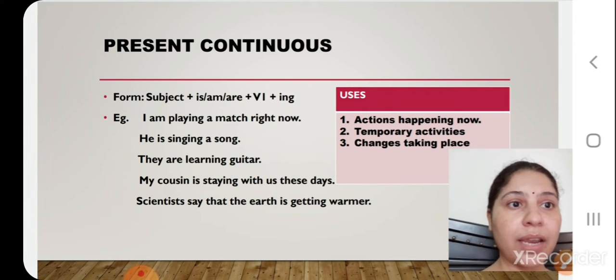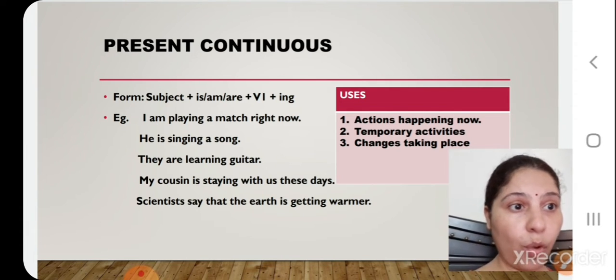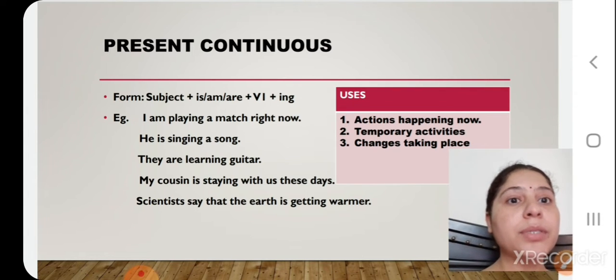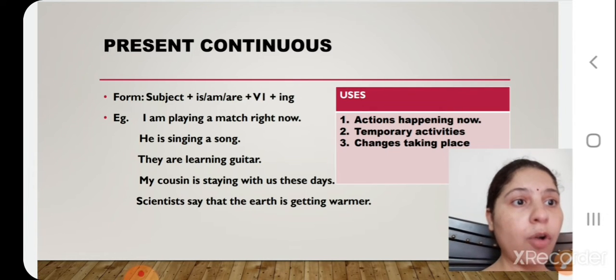Another use is to reflect temporary activities. They are learning guitar. My cousin is staying with us these days. These are some temporary activities. So they are learning guitar means they have started taking up classes for guitar, and for 2 or 3 months they are going to learn it, maybe more than that. But they are learning guitar doesn't mean that at the moment they are learning guitar, though it can mean that also. But present continuous tense can also be used to refer to some temporary activities that we are doing these days. Not just right now, but these days.